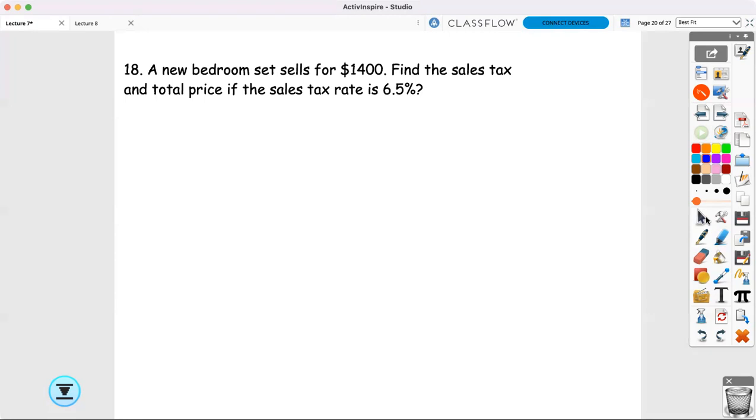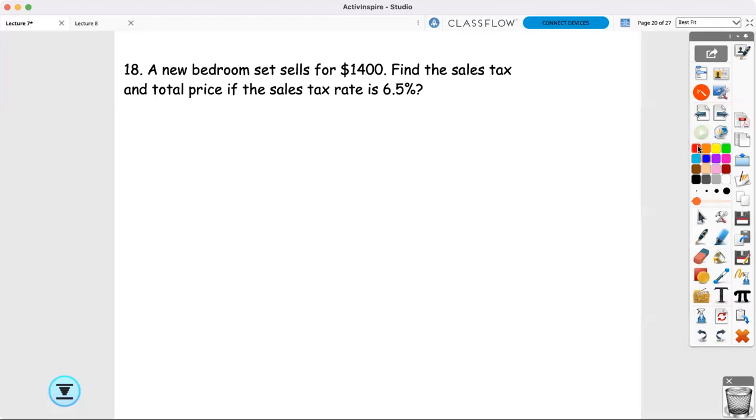All right, so let's read the problem and see what it's asking for. A new bedroom set sells for $1,400. We want to find the sales tax and total price. And the sales tax rate is 6.5%. So are we only finding one thing? Are we finding two things? What do y'all think when you read the problem? Two. We want to find the sales tax first and then the total price.